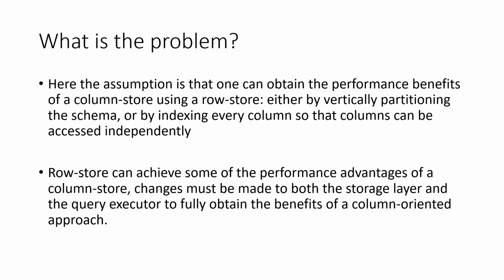Here the assumption is that one can obtain the performance benefits of a column store using a row store, either by vertically partitioning the schema or by indexing every column so that columns can be accessed independently. A row store can achieve some of the performance advantages of a column store. Changes must be made to both the storage layer and the query executor to fully obtain the benefits of the column-oriented approach.